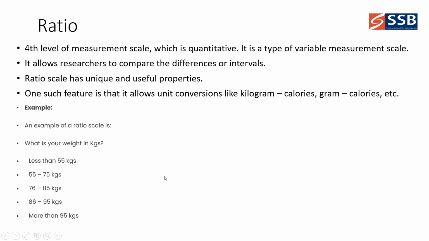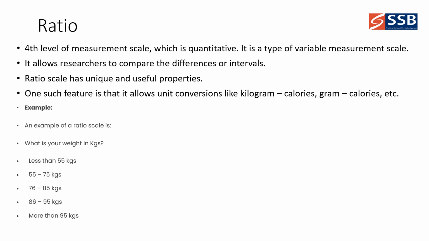The last scale is your ratio scale. Ratio scale is the fourth level of measurement scale. This also measures quantitative data. Quantitative data means where you can assign numbers. It is a type of variable measurement scale. It allows researchers to compare the difference or intervals. So ratio scale has unique and useful properties. So what is that property?